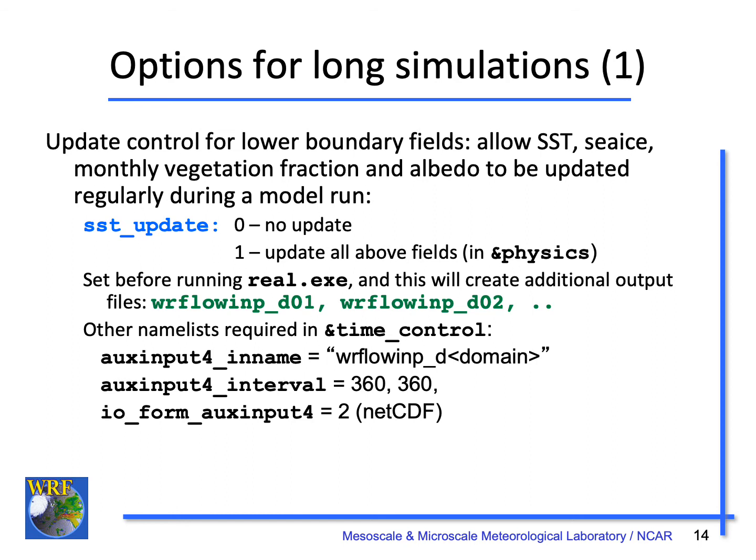In addition to setting the SST update option, a couple of options also need to be set in order for the model to recognize the data. And these are inName, interval, and IO form for auxiliary input stream number 4.